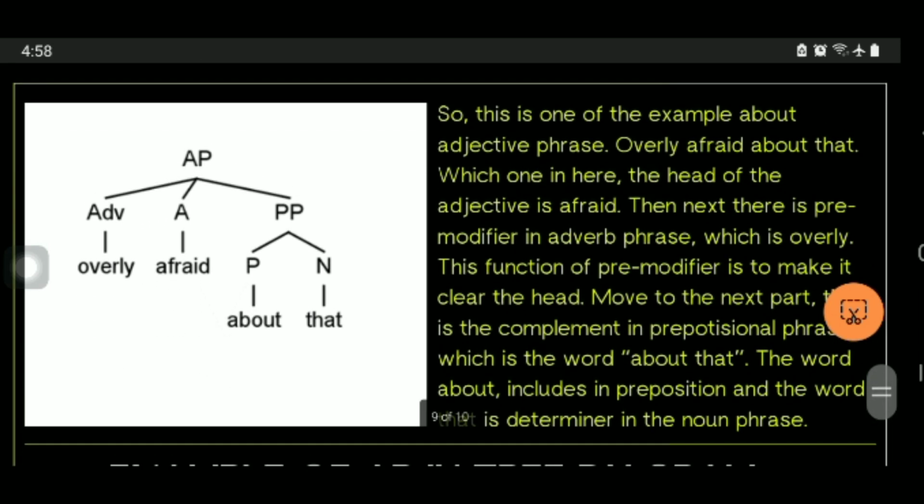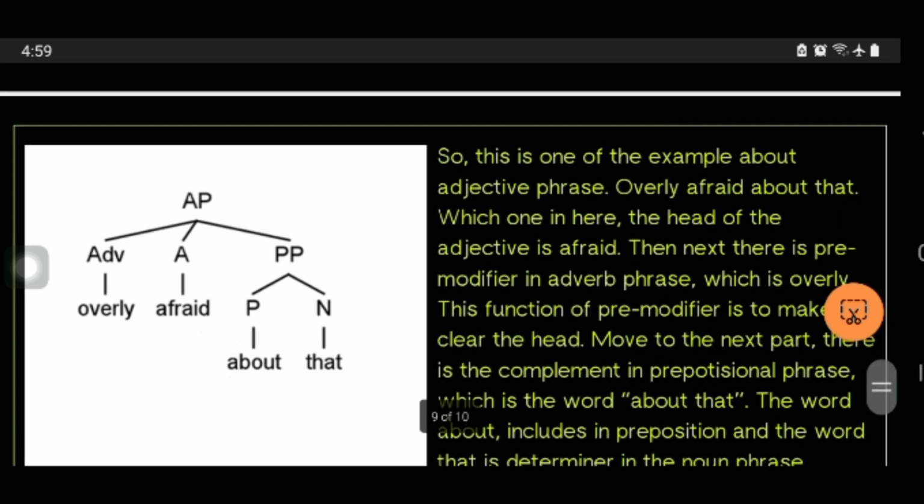So this is for the tree form we made, and this is one of the examples about an adjective phrase: overly afraid about that. Which one is in here? The head of the adjective phrase is afraid. You can see on the tree form. And then the next there is the premodifier in the adverb phrase, which is overly. The function of the premodifier is to make it clear on the head.